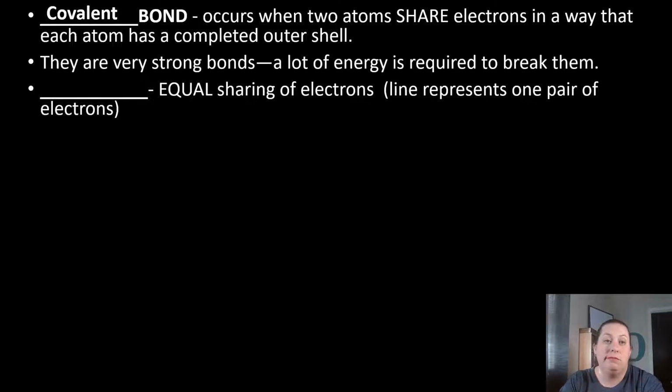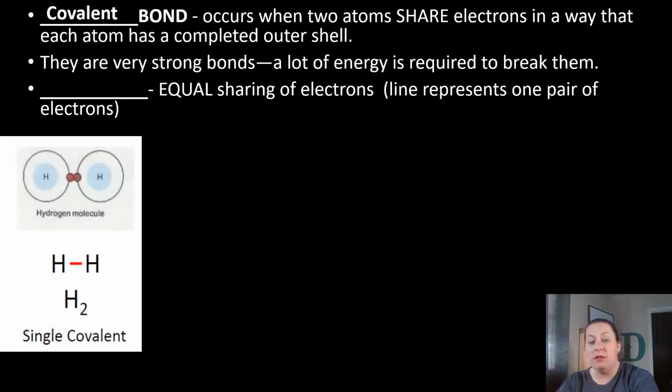However, do they always share equally? The answer is no. Okay, but if they do share equally, they are known as non-polar covalent bonds. There's no poles because a pole is like a north and a south. They're opposites that are made. There's not any here. They are sharing equally. These are going to be represented with a line between those electrons.